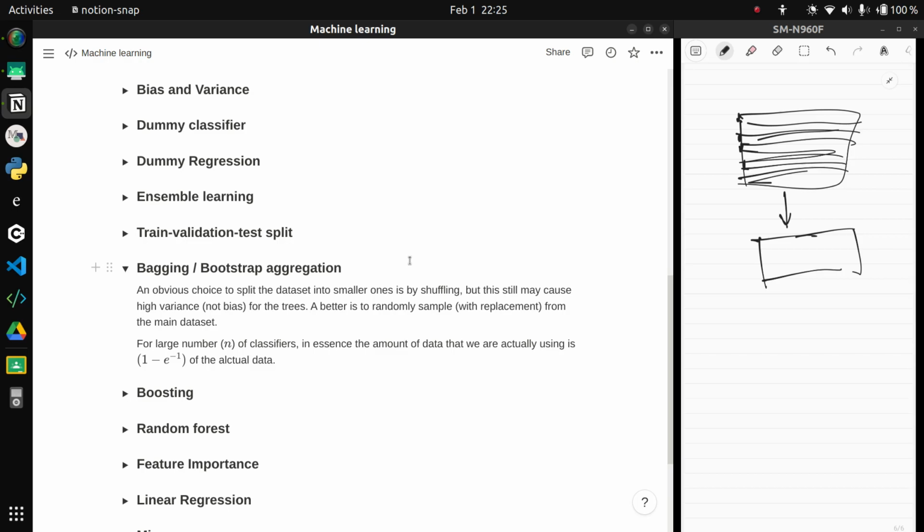Cool. The better way is to randomly sample.